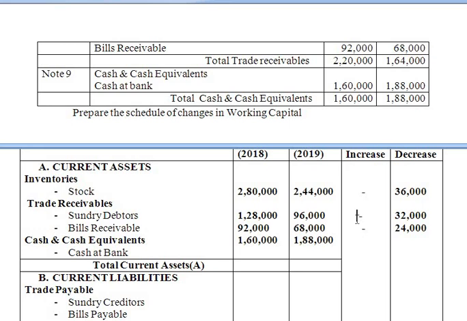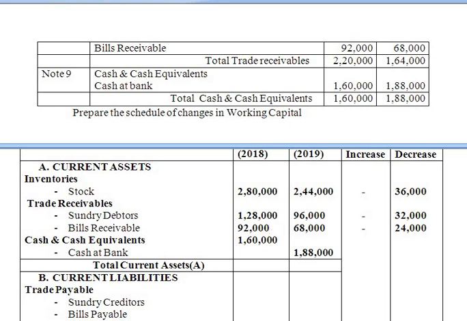Now here in case of cash and cash equivalent, there is increase in the amount of current asset. Not decrease, it is increase in the amount of current asset, and the effect on working capital is that working capital also increases. So how much is the increase in working capital?